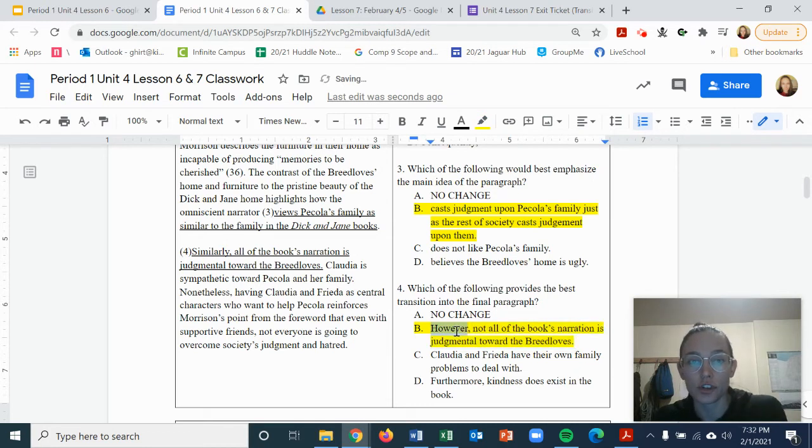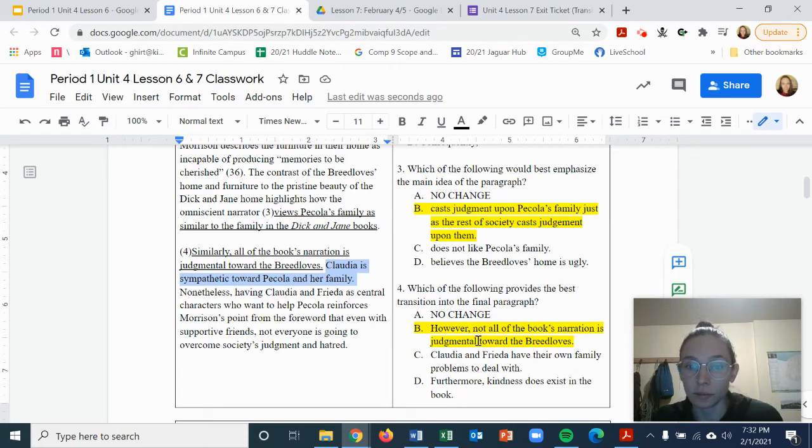Because "however" shows contrast, right? So instead, "similarly, all of the book's narration is judgmental towards the Breedloves." That's not true. We can eliminate that, right? Because the very next sentence says Claudia is sympathetic toward Piccola and her family.